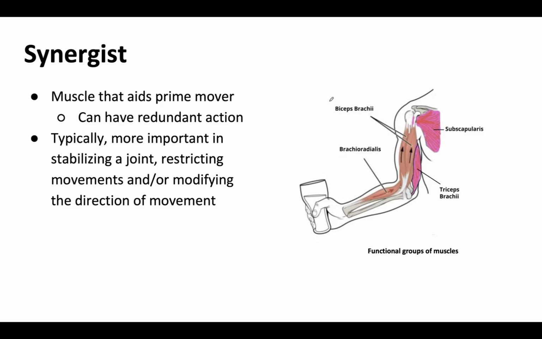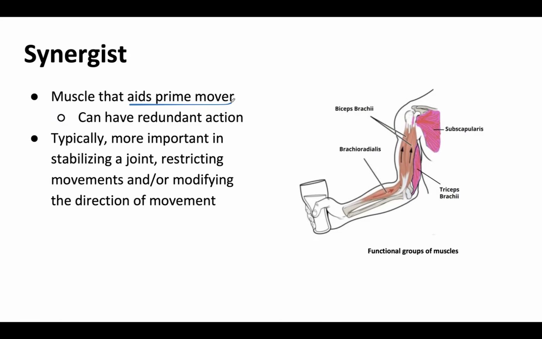Synergists are muscles that aid the prime mover. This can be as simple as aiding the prime mover to help to make the action stronger. So that can be a redundant action. So it's doing the same action, just not as forcefully as the prime mover.